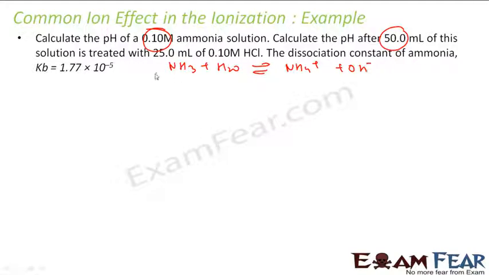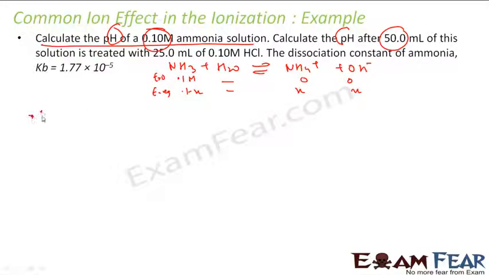At t equal to 0, it was 0.1 M, and the products are 0 and 0. At equilibrium, this becomes 0.1 minus x, and the products become x and x. The first thing is you calculate the initial pH. Let's talk about this line only. You find the pH of this, so you find the OH minus concentration.